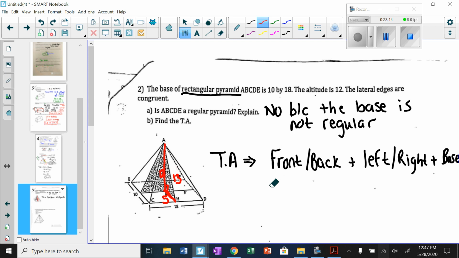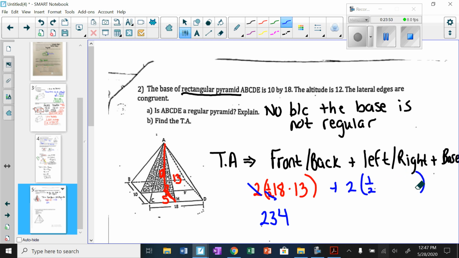So now we know for the front and back, we're going to do 2 times half, the base times the height. The base is 18, the height is 13. The half and the 2 cancel out, so we're left with 18 times 13, which is going to be 234. So now we need plus the left and the right, so plus 2 times half the base times the height of the left and right.